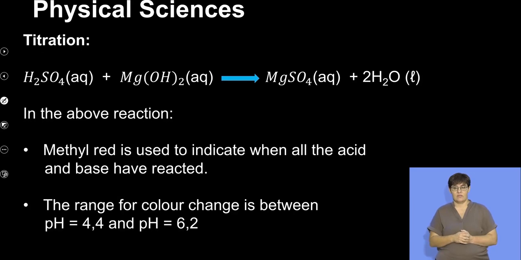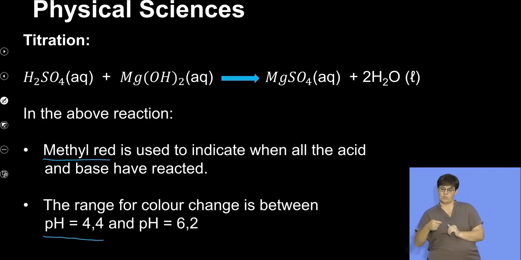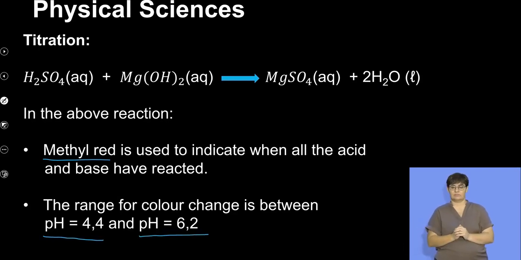And then also in the above reaction, which indicator do we use? The choice of indicator that we use is based on the color change and whether the acid and the base reacting in the neutralization are weak or strong. So methyl red in this case is used, and when all the bases have reacted, the color change for this one is between pH 4 and 4.4 and 6.2. So these are just some of the practical examples.